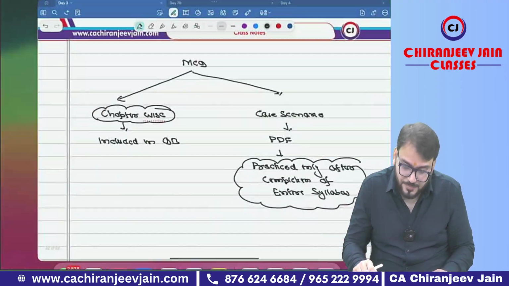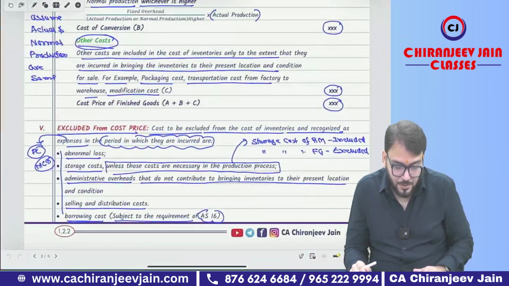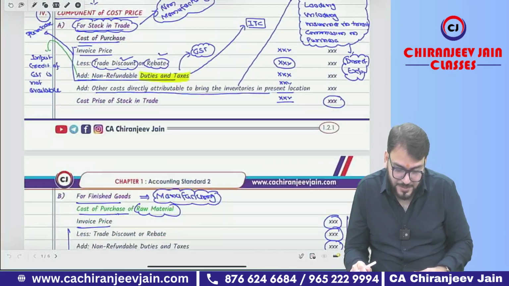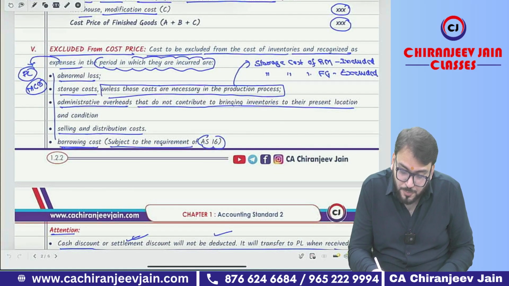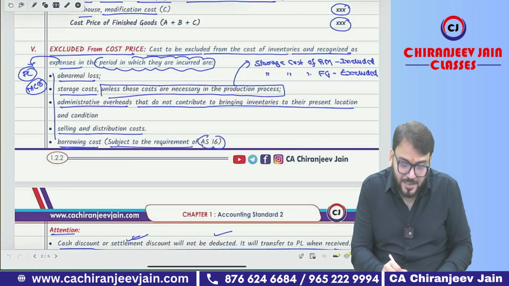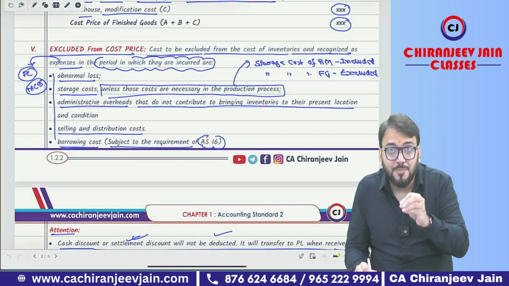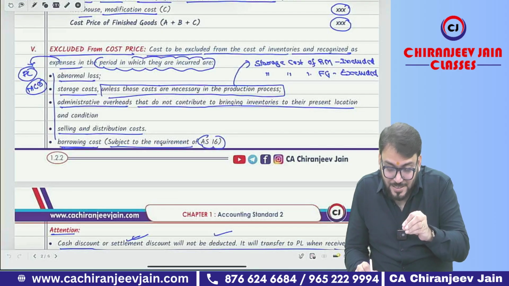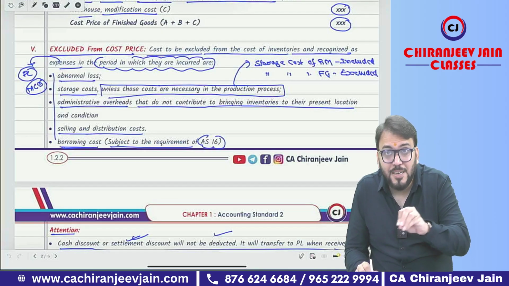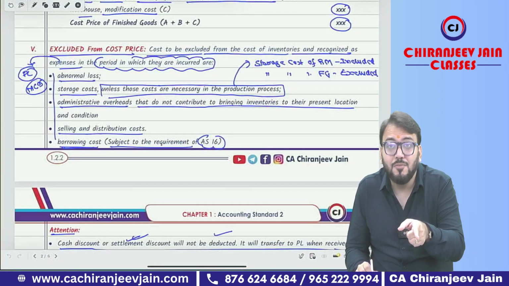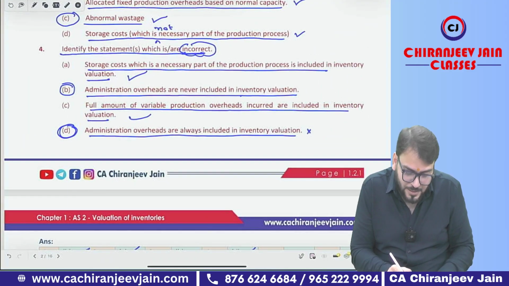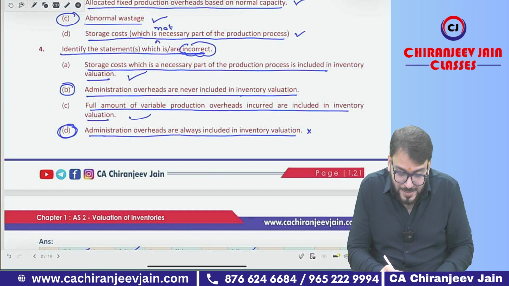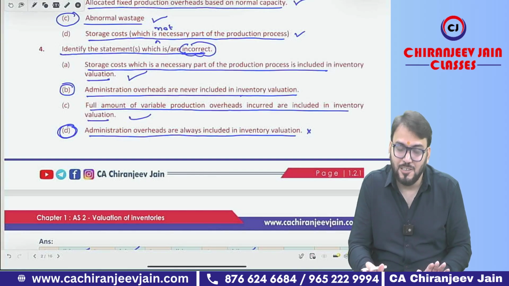If you read the sentence, what they want to say, just read it once again. Administrative overhead that do not contribute to bringing inventory to their present location and condition will be excluded. It means if administrative overhead is contributing to bringing the inventory to its present location and condition, then that will be added. Therefore, I was having some doubt for point B. But can I say the best option is option D? Because they have given administrative overhead are always, no, it will not always be included.